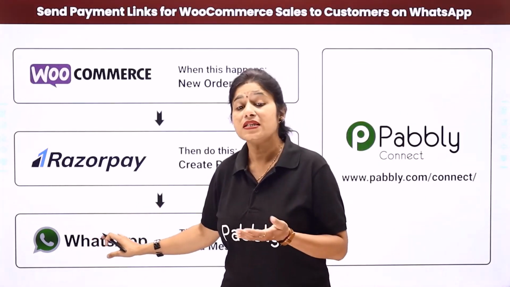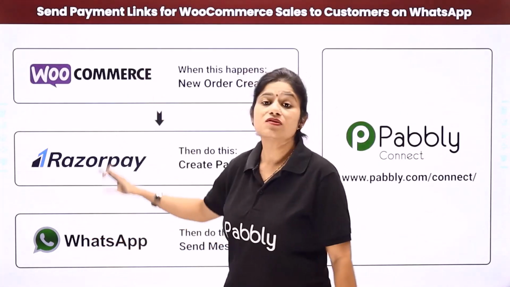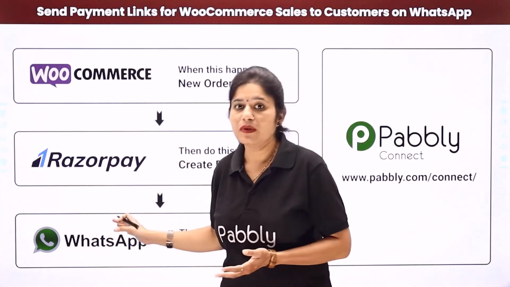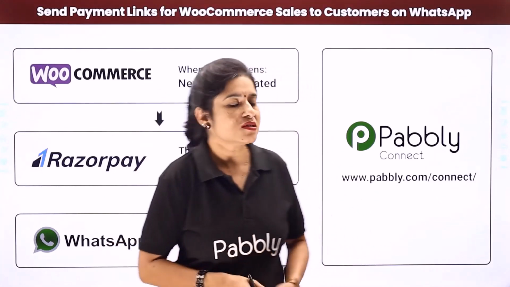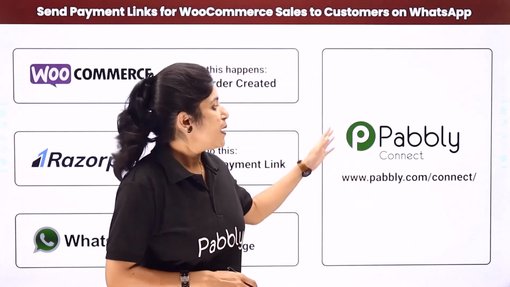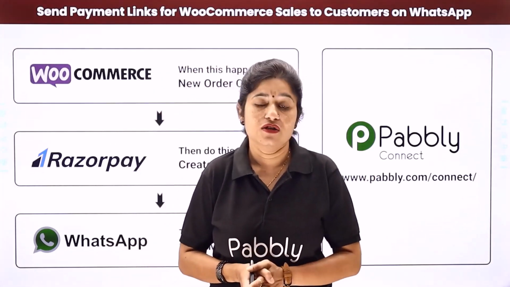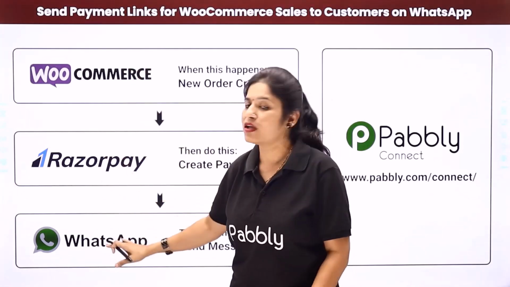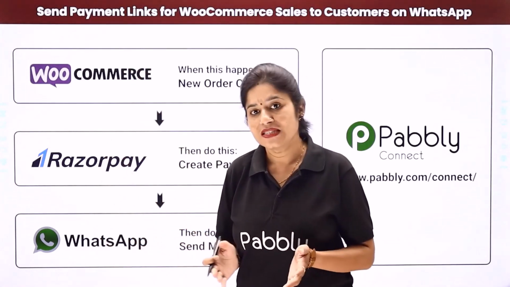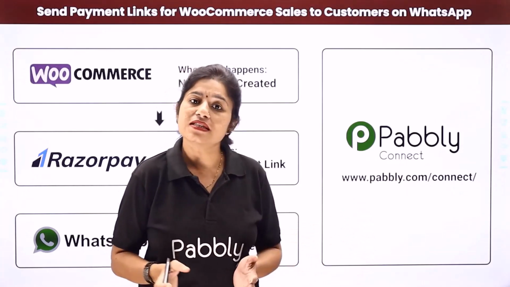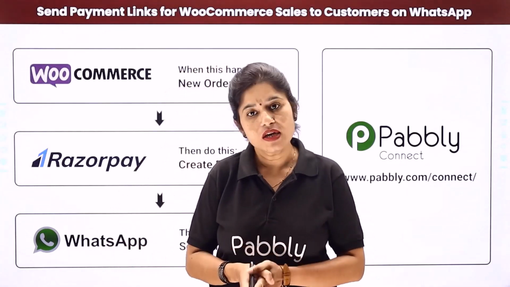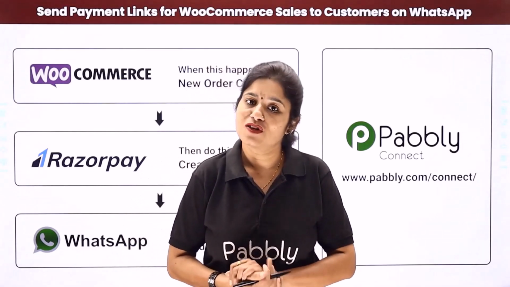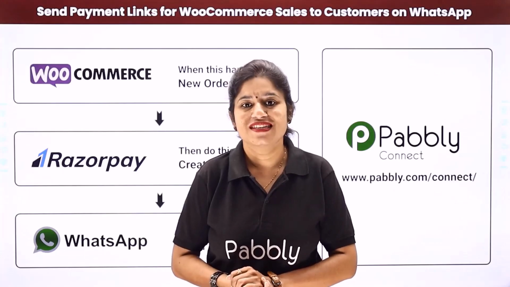But here the problem is that there is no direct connection between all these software applications. So how are we going to do this? To create a connection between these software applications, we are going to use Pabbly Connect. So basically, Pabbly Connect is an automation and integration software which will help us in integrating WooCommerce with Razorpay and with WhatsApp automatically. The best part here is it doesn't require any coding skills or programming knowledge. Even a non-technical person can use this software application very easily. So how are you going to set up this automation? For that you need to come to my screen.